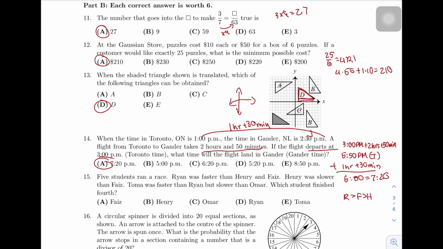And Toma was faster than Ryan, but slower than Omar. So which student finished 4th? 1, 2, 3, 4, Faze. A is the correct answer.